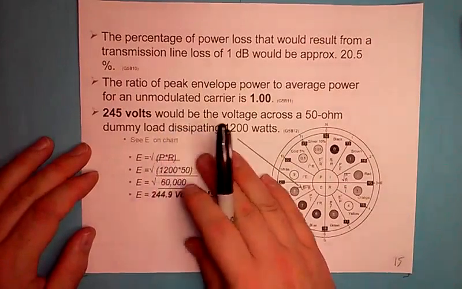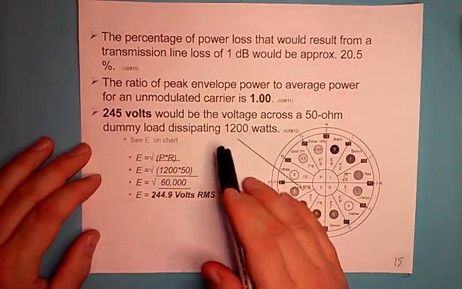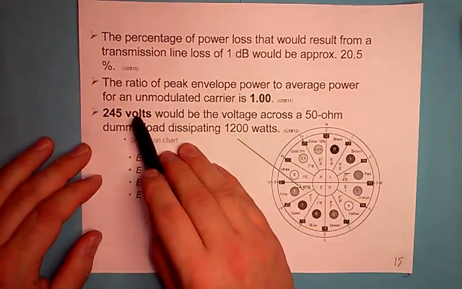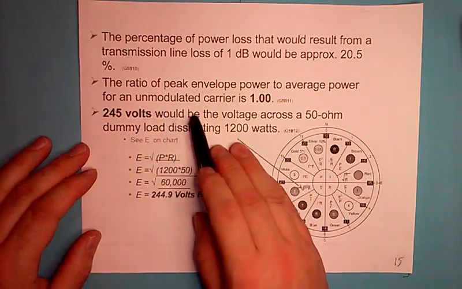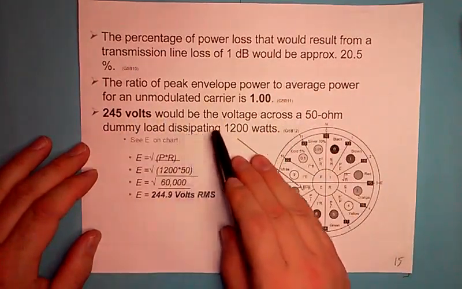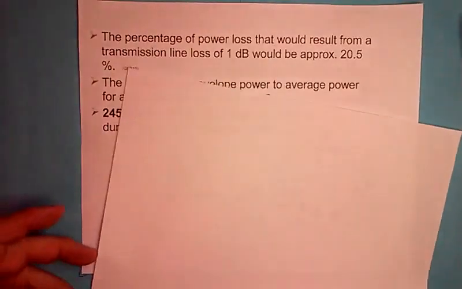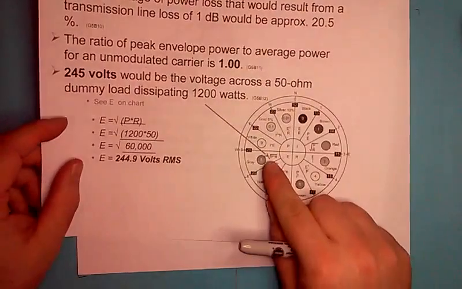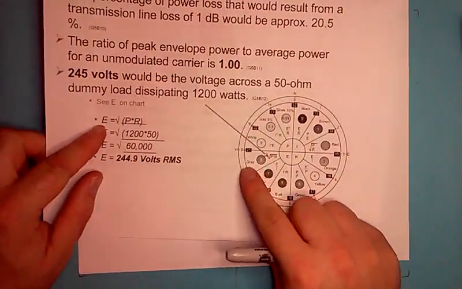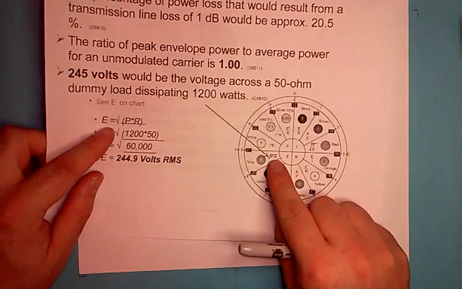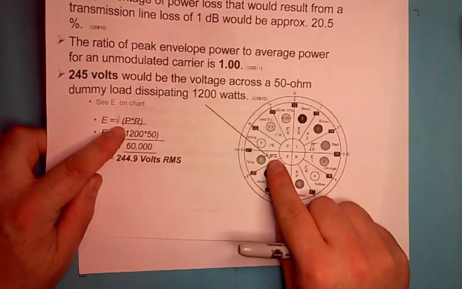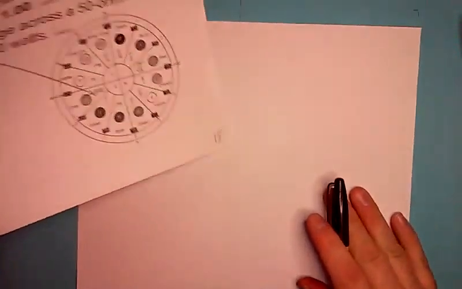All right, so we want to find voltage in this question. 245 volts would be the voltage across the 50 ohm dummy load dissipating 1200 watts. So again, there's a couple ways to do this. Here you can find the magic circle, and we know E is the square root of P times R. So let's do that first.